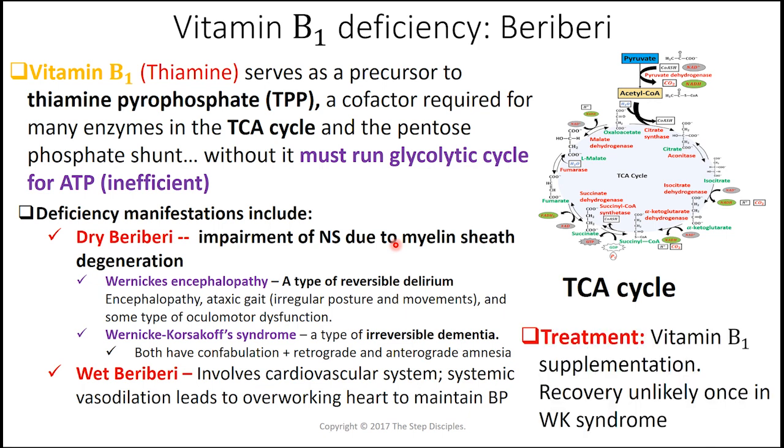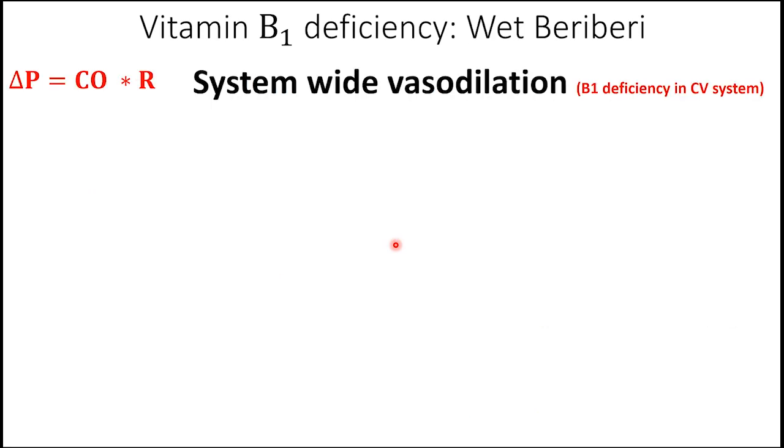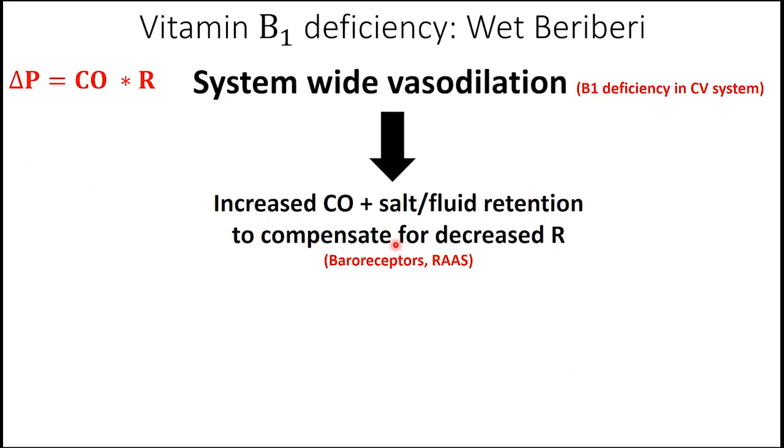So again, the treatment is vitamin B1 supplementation, but recovery is very unlikely once you reach Wernicke-Korsakoff syndrome. Wernicke-Korsakoff syndrome is also associated with alcoholism, because it turns out that alcohol inhibits the uptake of vitamin B1 or thiamine, so the uptake from the GI tract. Anyway, wet beriberi, I just want to talk more about it. For some reason, you get systemic-wide vasodilation, and that leads to increased cardiac output plus salt and fluid retention to compensate for the decreased resistance that we lost, right?